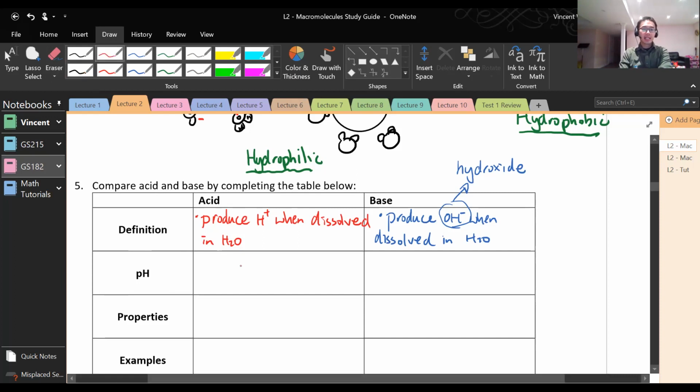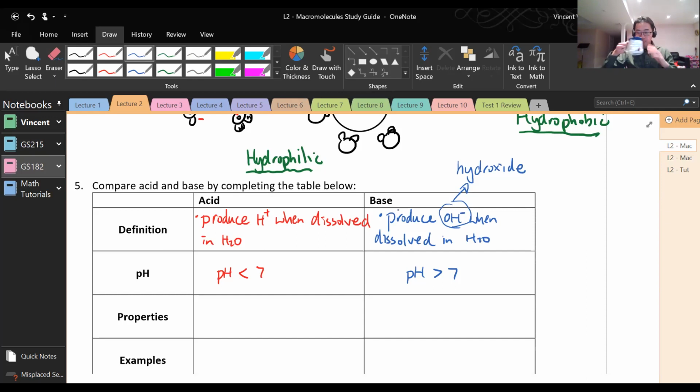If pH is less than 7, then it's going to be acidic. If it's greater than 7, then it's going to be basic. If it's exactly 7, then it's neutral. Okay, so pure water, for example, is neutral.